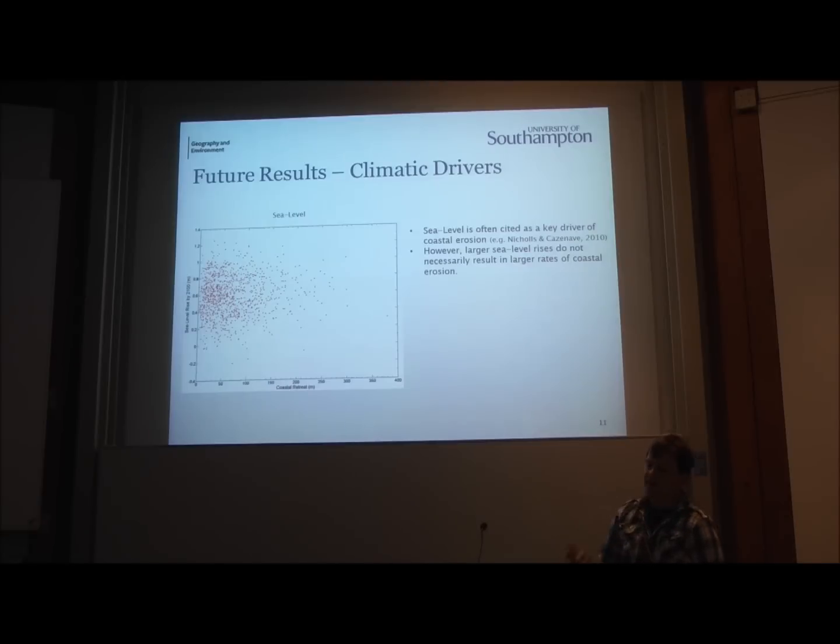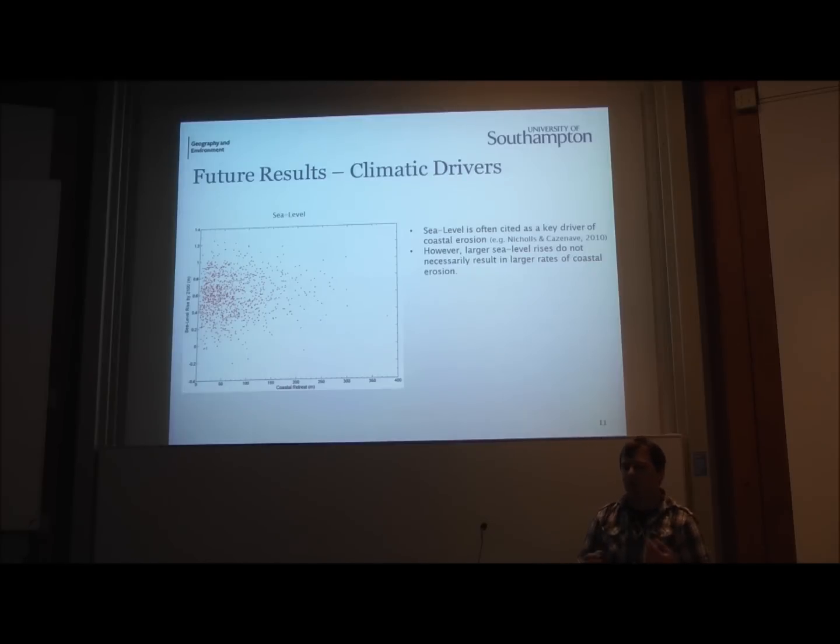As an example here, sea level is often cited as a key driver of coastal erosion, and has often been looked at in detail, as the rise in sea level is going to be the key change in coastal erosion. However, if we look here, this is the B2 scenario. It's the only one I've got results for. It doesn't look like the higher rates of sea level rise are providing the higher rates of retreat.